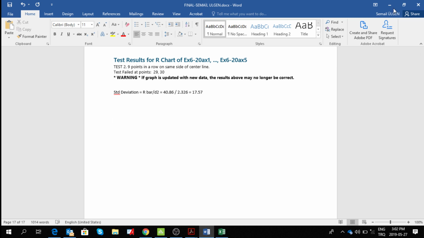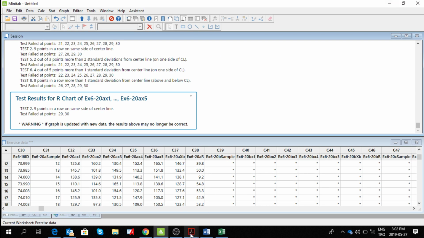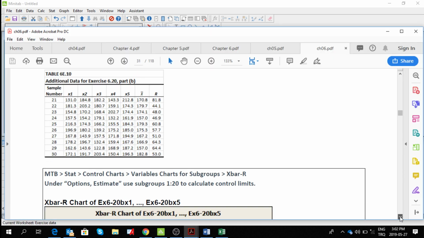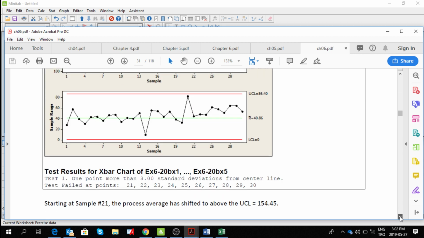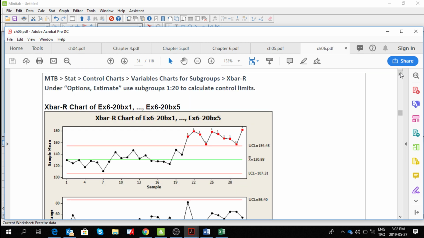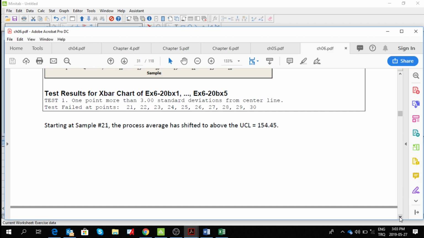Okay, and then what's the next question? Okay, we did that too. This is the second part. So we only look at the X bar chart out of control points. There are 10 of those. Starting at sample 21, the process average has shifted above the upper control limit 154.45. That's true. See, all those points are above 154.45. Okay, that's what it says.